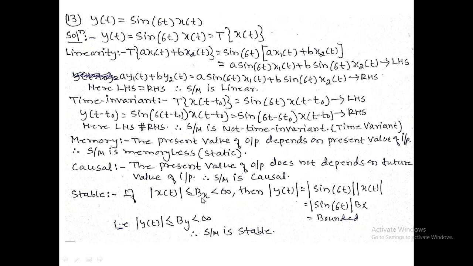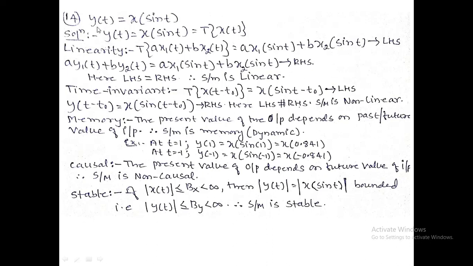Stability. For the bounded input, B_x greater than or equal to the magnitude of x of t, less than infinity, I have to calculate the magnitude of y of t. The magnitude of y of t equals the magnitude of sin of 6t times x of t. Expand: the magnitude of sin of 6t times the magnitude of x of t, which is B_x. So it is bounded times the sin function. The magnitude of the sin function always varies from 0 to 1. Hence bounded times bounded is also bounded and the system is a stable system.